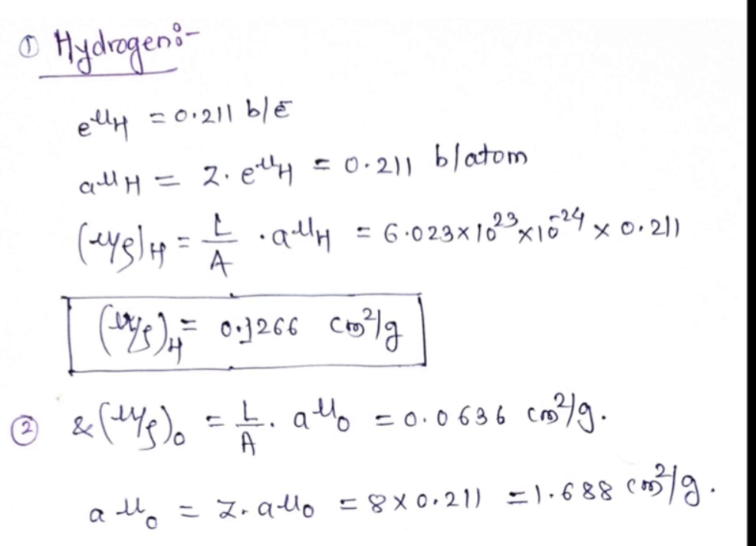And the atomic absorption coefficient for the hydrogen is given here, Z into Eμ_H. Just multiply the atomic number by the electron absorption coefficient of the hydrogen, and we get 0.211 barns per atom, because the Z of the hydrogen is 1. So μ/ρ for hydrogen is equal to L/A into Aμ_H, which is Avogadro's number into 10 raised to minus 24 into 0.211. Its value for the hydrogen is 0.1266 centimeters square per gram. So we found the μ/ρ, the mass absorption coefficient for the hydrogen, which is 0.1266 centimeters square per gram.